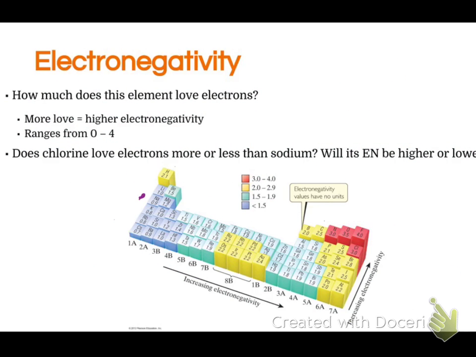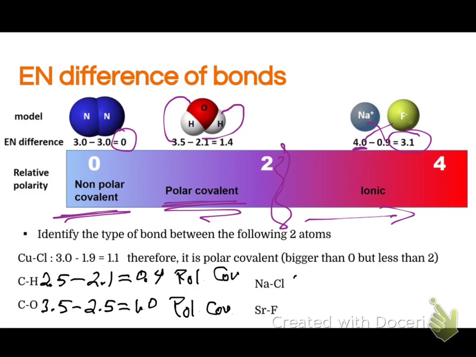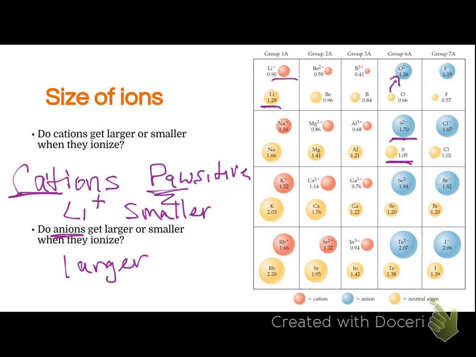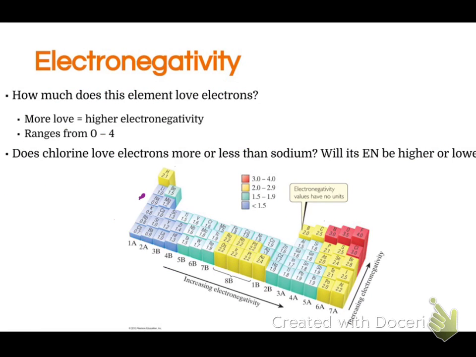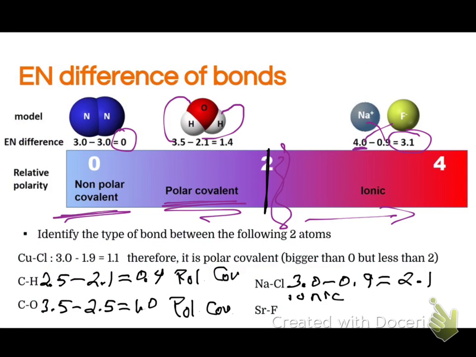Na and Cl. Okay, so we got Na is 0.9, Cl is 3.0. So 3.0 minus 0.9 gives us 2.1. So this one would be ionic because it's bigger than 2. Our cutoff here is 2. And strontium with fluorine. It's the wrong way. Strontium is right here. It's 1.0. Fluorine is 4. So 4 minus 1 is 3. So this is also ionic.